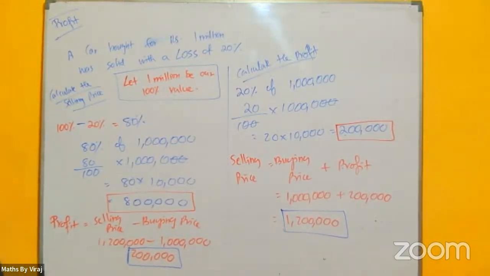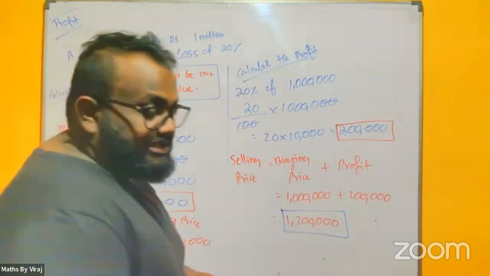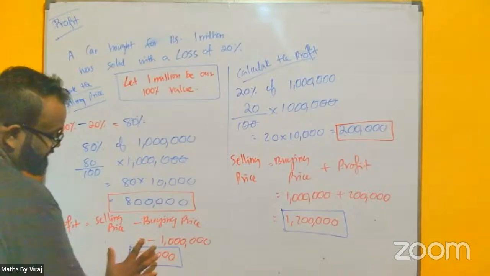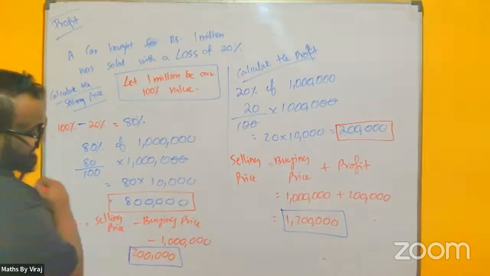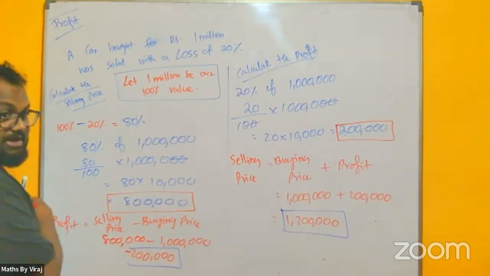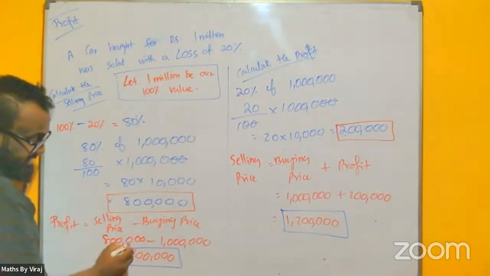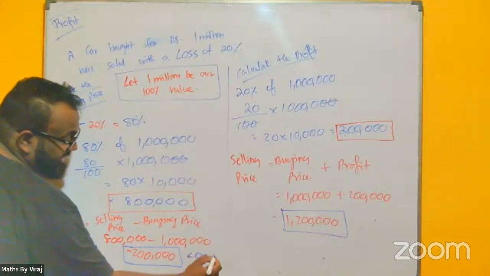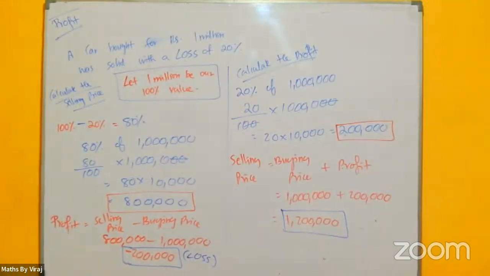Now this is quite a good example over here. What is the example, children? From the selling price, when you subtract the buying price, the answer that you get is a minus. It is minus 200,000. This minus indicates that it is a loss. 100% minus 20% is 80%. Therefore, this is what it is, and you should get the answer.